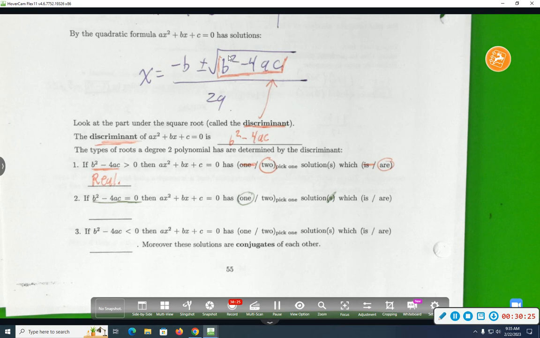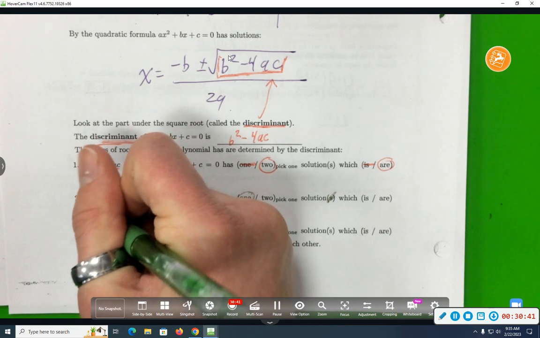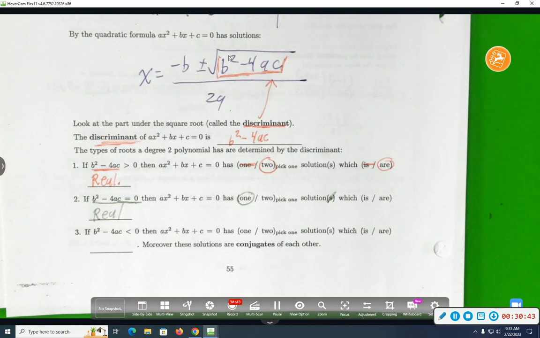And is that solution real or is it non-real? Can there be any i's in it? Just real. If the discriminant is equal to 0, then there is only one solution, and that solution is a real number. In fact, I guess it's negative b over 2a. Fine. Good count. All right, what if the discriminant is negative?